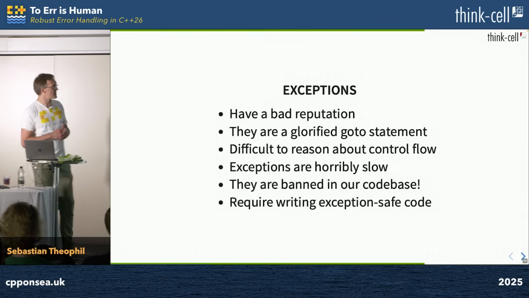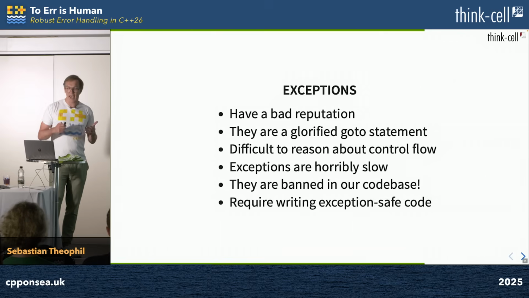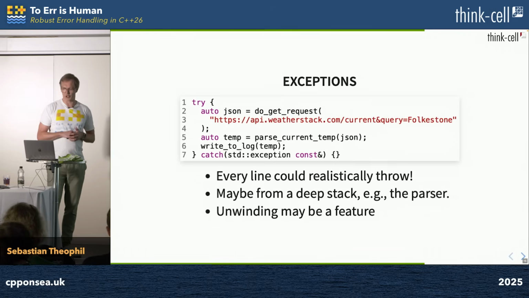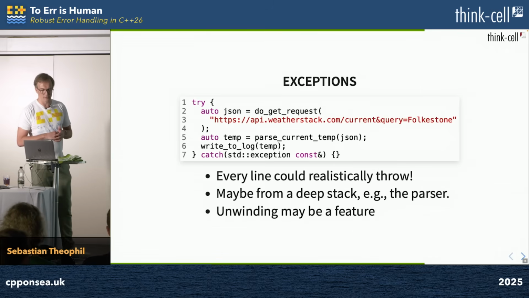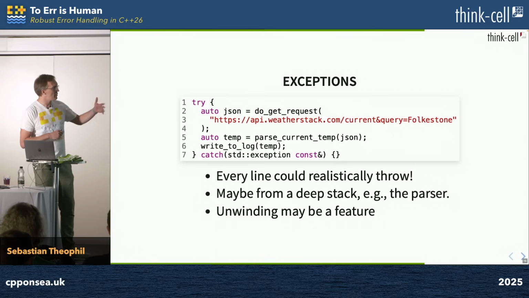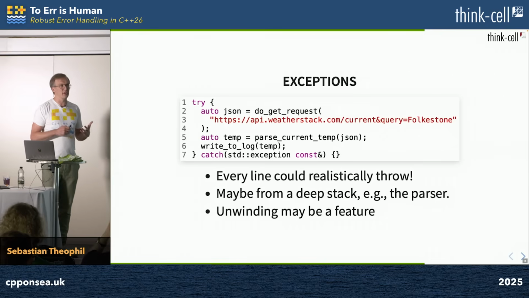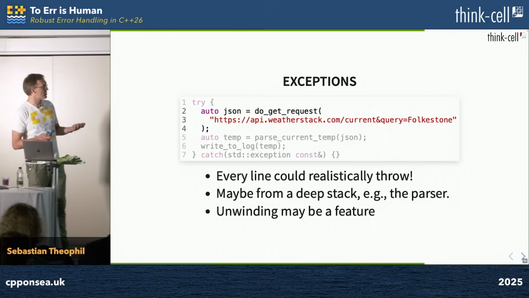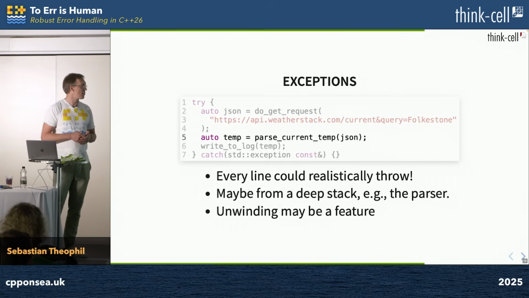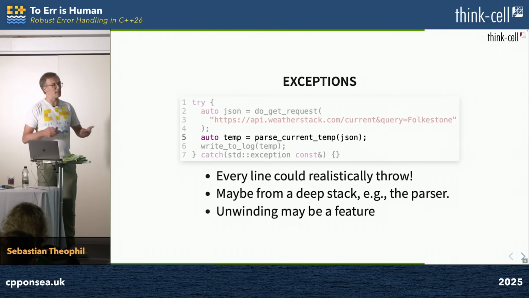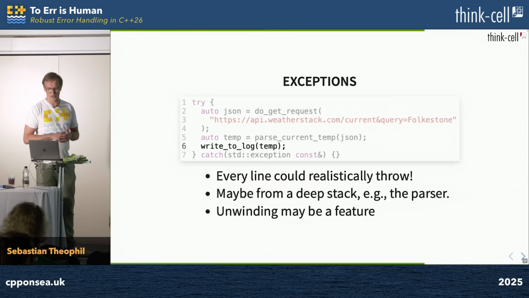So despite all these problems or perceived problems with exceptions, they can be the right tool for the job. So here I have a very simple little code snippet where we do some HTTP request, then we parse the JSON that comes back and want to log something to a file. And every single line here can potentially fail. The HTTP request can fail. Parsing the JSON can fail if the JSON is suddenly in an unexpected format. And writing to a file can, of course, always fail.